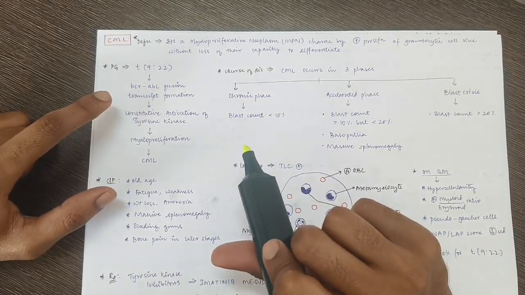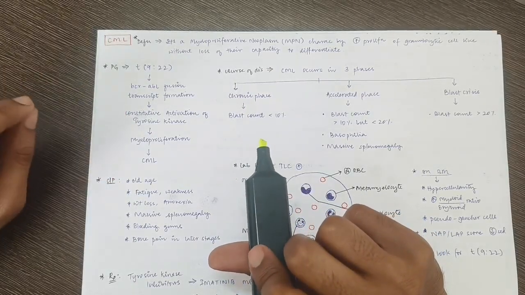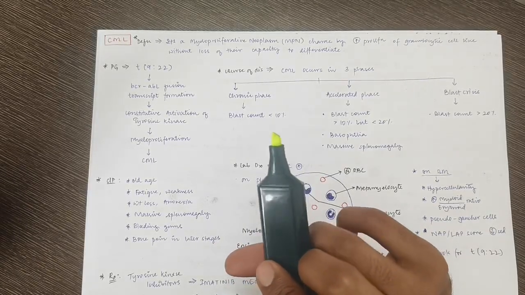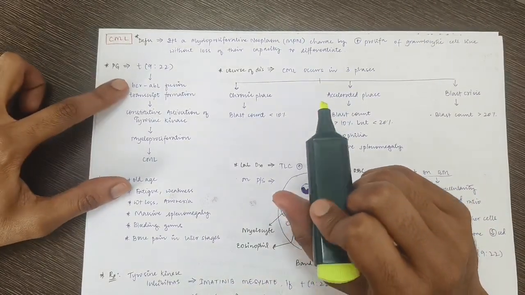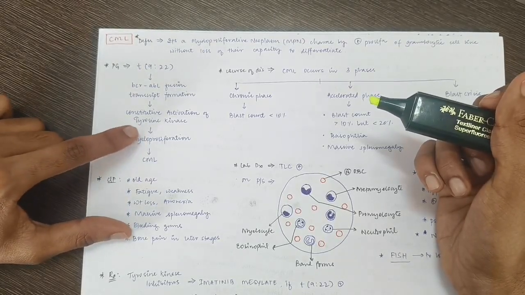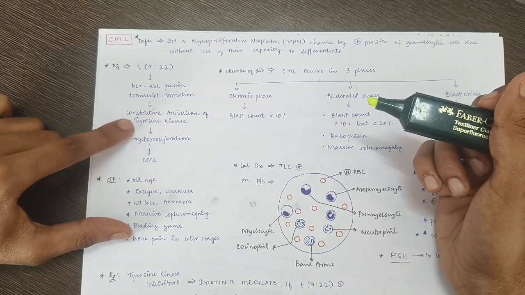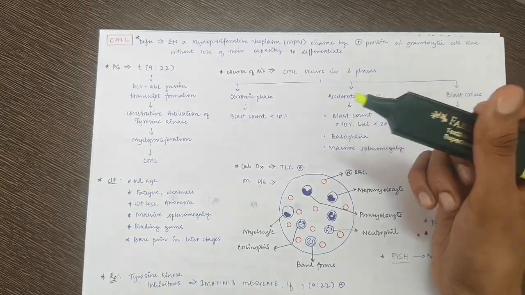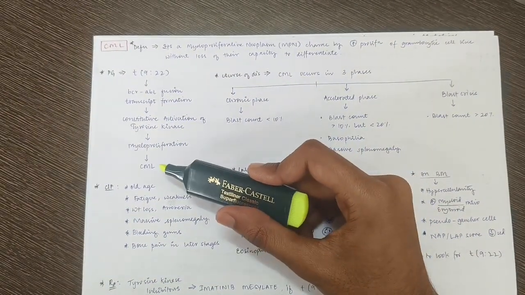Okay. On the pathogenesis, we are going to tell about the translocation 9;22. BCR-ABL fusion transcript formation. Okay, there is some component formed, that is BCR-ABL fusion transcript. Because of this formation, there is a constitutive activation of tyrosine kinase. It is a growth factor signaling pathway. Because of this activation, there is a myeloproliferation and CML is caused.